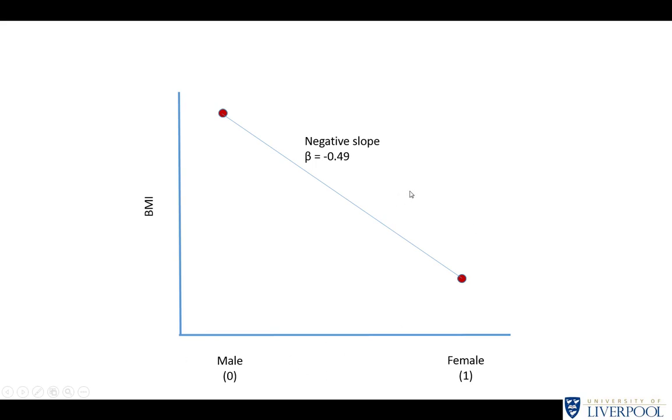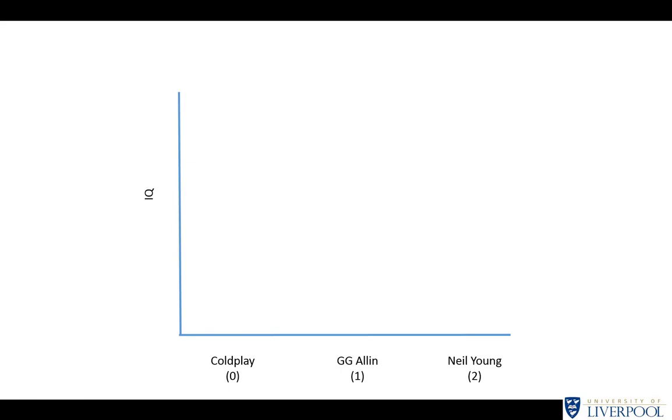However, you cannot use multi-categorical variables. This is an example actually taken from an ANOVA example we did last term, in which we had the IQ of our participants, and we've got our Coldplay fans, our G.G. Allin fans, and our Neil Young fans. You couldn't use this as a predictor in your regression analysis, and the reason for this is the regression coefficient will change according to the order you do these things. In the previous example, the regression coefficient was 0.49, whether you coded males as 0 or males as 1. It didn't matter, just the direction changed.